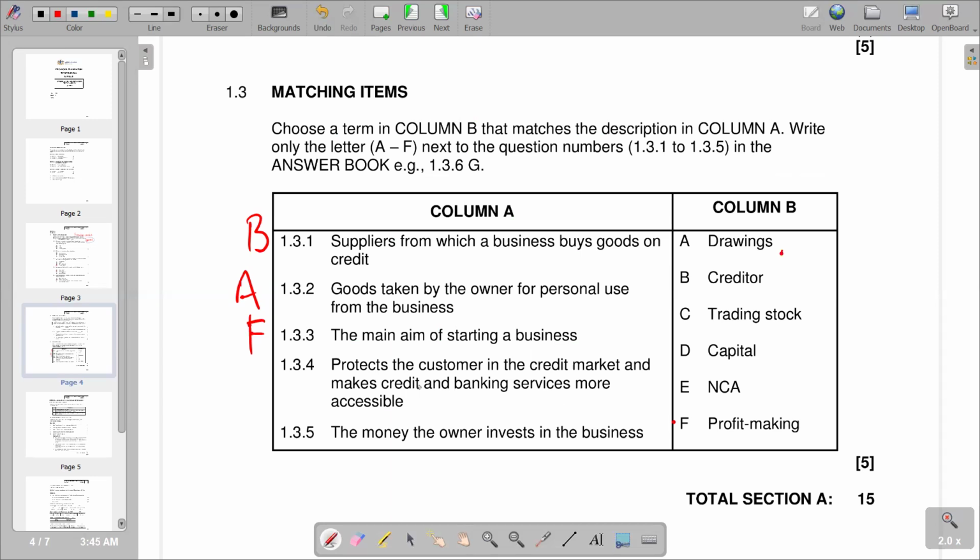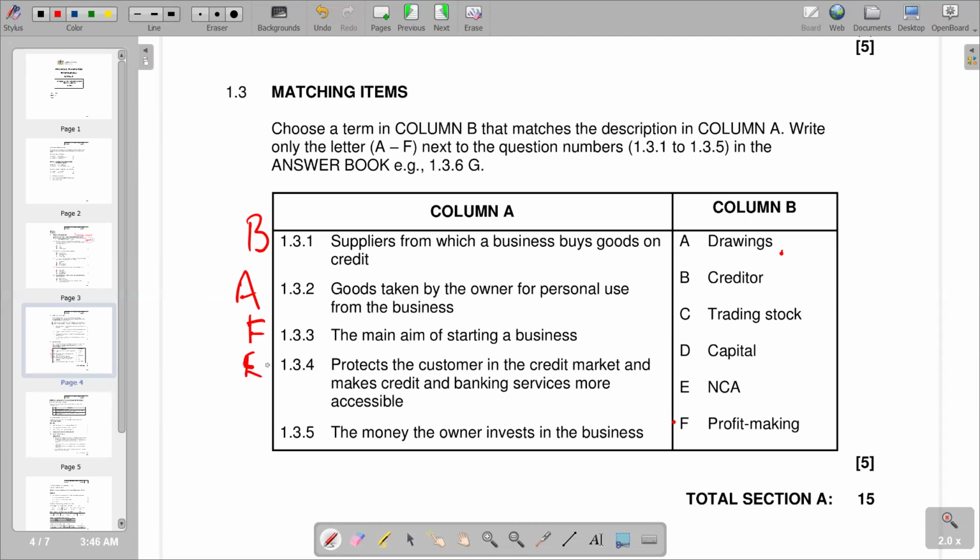Then 1.3.4, protects the consumer who enters into a credit agreement. So we know that this is, according to the responses that we have, the National Credit Act. The main aim is to protect the consumer who enters into a credit agreement. So every consumer who is entering into a credit agreement is being protected by the National Credit Act. So we've got the NCA, which is the National Credit Act there. We can just put our response. We are saying E is the National Credit Act.